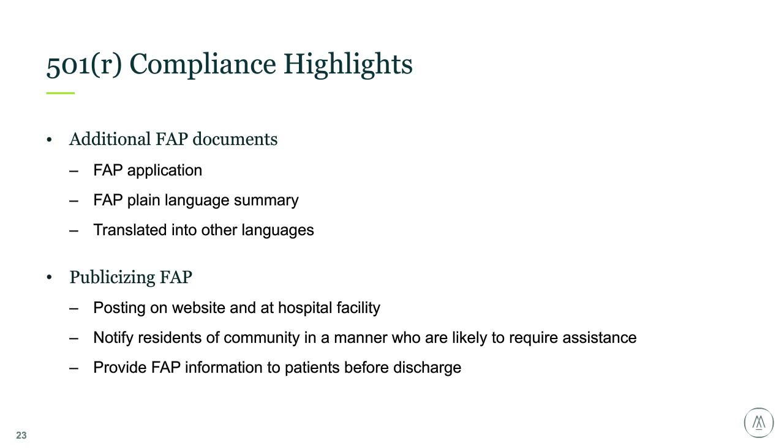Some additional financial assistance plan documents that need to be done are financial assistance applications and a financial plain language summary. And then also it needs to be translated into the language of limited English proficiency, and that is the lesser of 1,000 individuals or 5% of the community served. This is one where you want to watch out because it may be different than the state requirements. I know in relation to Washington, this one is more stringent than the Washington requirement.